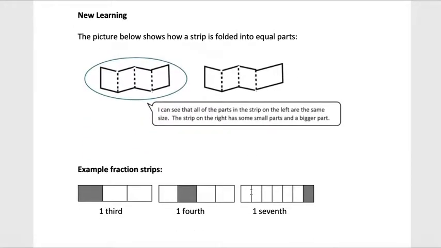Now, the new learning is actually not so new for our group of students. We did this exact lesson together as a class, but it is a good review to learn about our fractions. It says the picture below shows how a strip is folded into equal parts. I can see that all the parts in the strip on the left are the same size. The strip on the right has some small parts and some big parts. So we can see that this strip of paper on the right does not have equal parts. That is why it's so important to make sure we're splitting things up into equal parts.